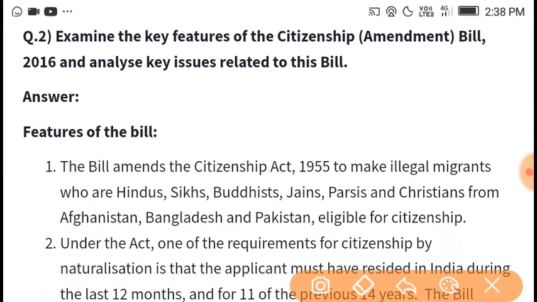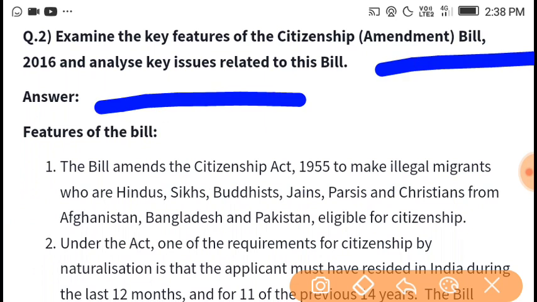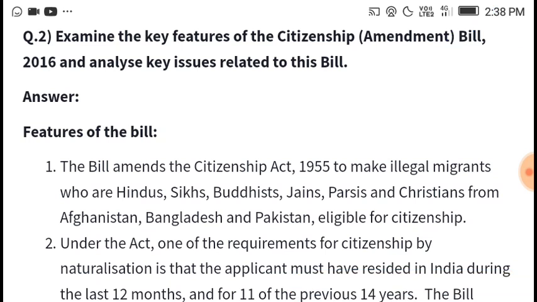Second question: examine the key features of the Citizenship Amendment Bill 2016 and analyze key issues related to the bill. Citizenship Amendment Bill 2016.